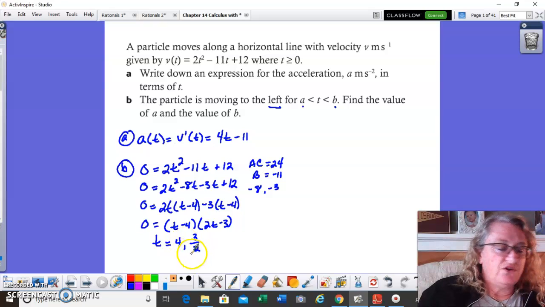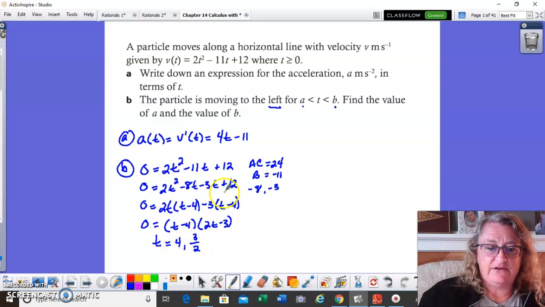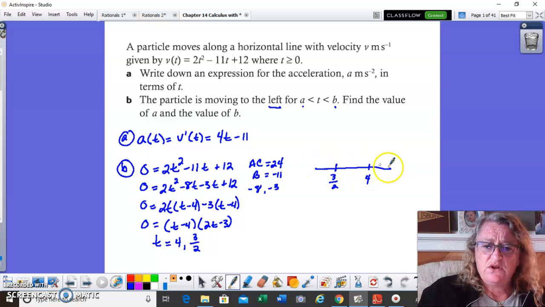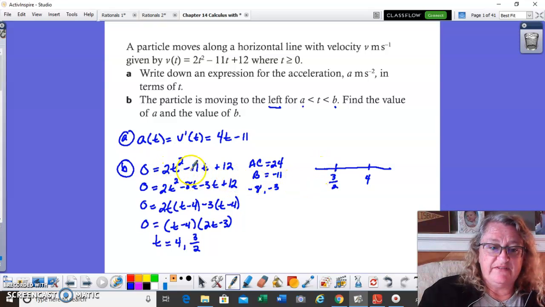What I need to do is figure out my sign diagram to figure out which one is which. So I'm going to put the smaller one here, 3/2, and I'm going to put 4 here. And I'm going to test values in all three of those areas. A number that's less than 3/2 would be 0. That's an easy one to test. So when I put 0 into my velocity function, I get 0 minus 0 plus 12. So that gets me a positive number.